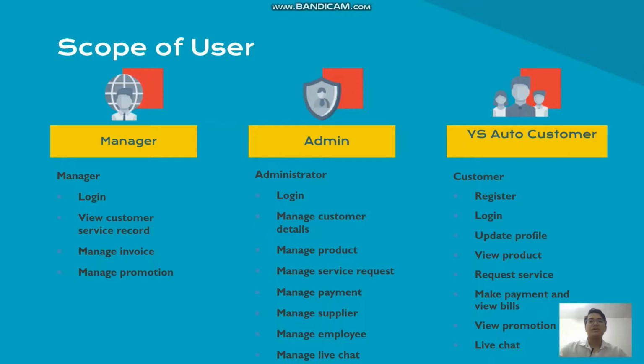So the admin will be able to add, view, delete, and update for the manage customer detail, product, service request, payment, supplier, and employee. So the last scope of user is the YS Auto customer, which will be used only in the application, where the customer can register and then log in, update profile, view product, request service, make payment, view promotion, and live chat.